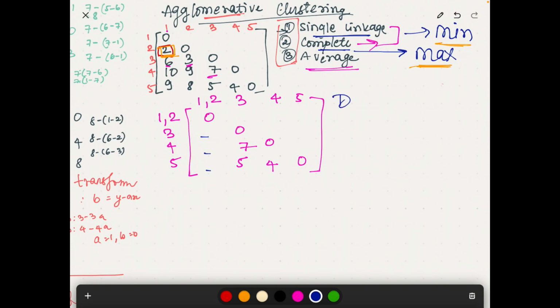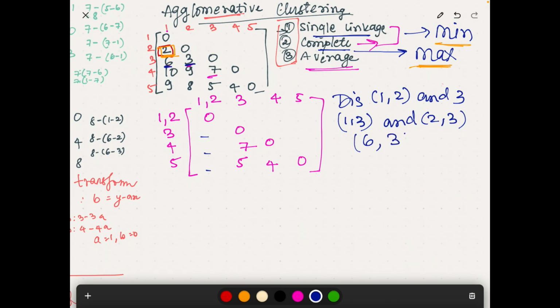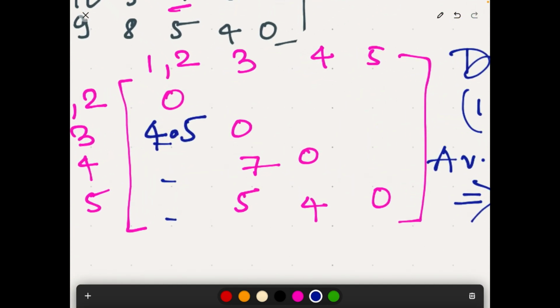So what I'm going to do is find the distance of 1, 2 with 3. I'll get the distance of 1, 3 and 2, 3. 1, 3 is 6 and 2, 3 is 3. Now because this is average, I'm going to find the average of these two. That is 6 plus 3 by 2, which is 9 by 2, which gives us 4.5. So this is going to be 4.5 over here.